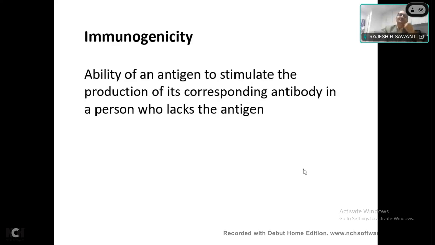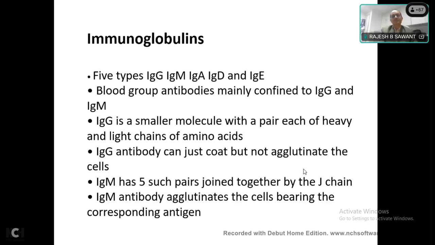Also, we need to be conversant with the term immunogenicity. What does it mean? It refers to the ability of an antigen to stimulate the production of its corresponding antibody in a person who lacks the antigen. So, not all antigens are immunogenic or potent. Some antigens may not be able to trigger an antibody response at all. Some will be able to trigger, but to a very small extent. But some are very, very potent and they will be able to trigger a very profound immune response.